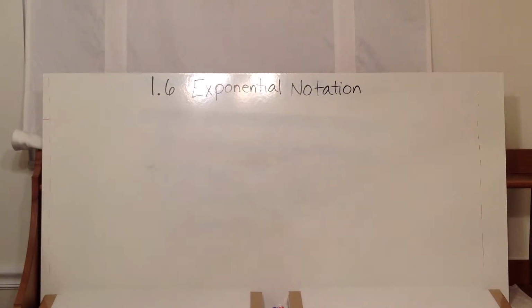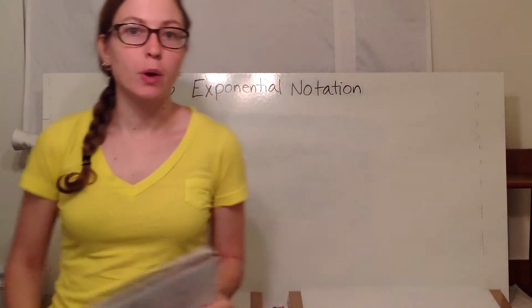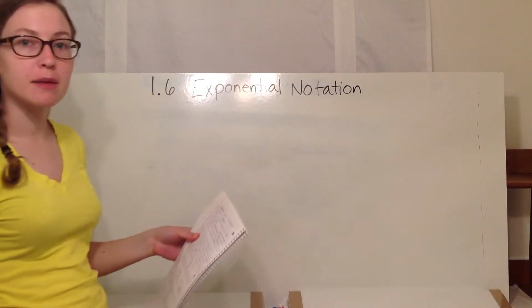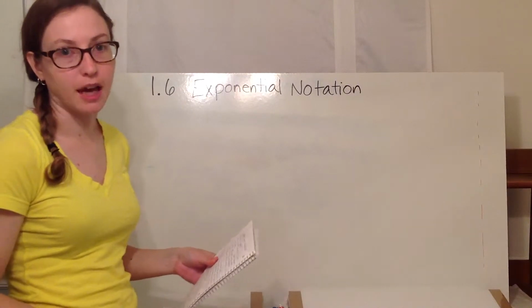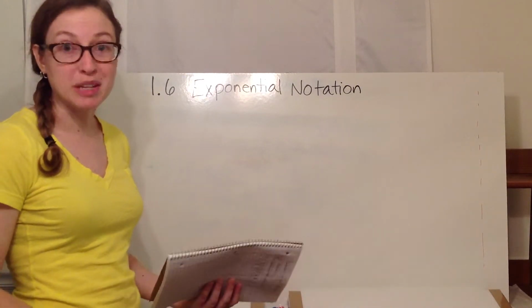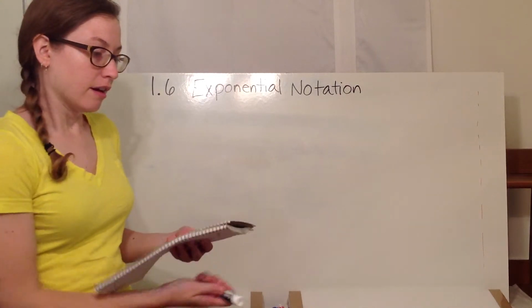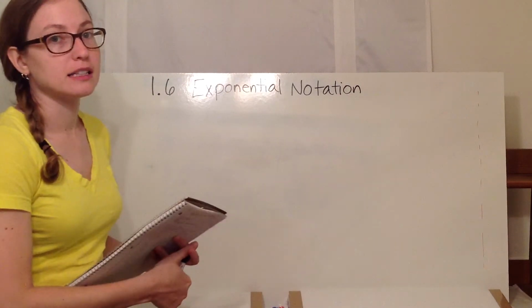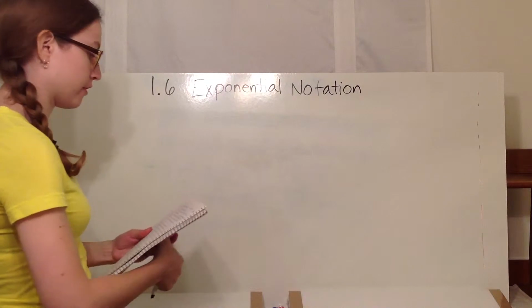Hello students, in this video we're going to be talking about section 1.6, exponential notation. An exponent is the number of times a factor is multiplied together. We can consider exponentials the same as repeated multiplication. So for an example here, we have 2 to the 5th.